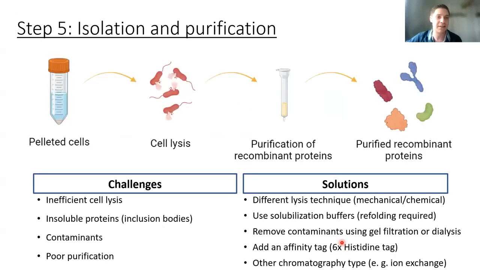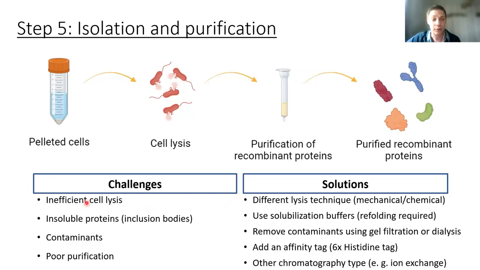The final step is isolation and purification. Again, there are many challenges that we can face during this step, such as inefficient cell lysis, insoluble proteins, contaminants, and poor purification. If the method of lysis that you chose is not working, you could always try to use a different one. There are many different mechanical and chemical lysis techniques that could be more suitable for you.